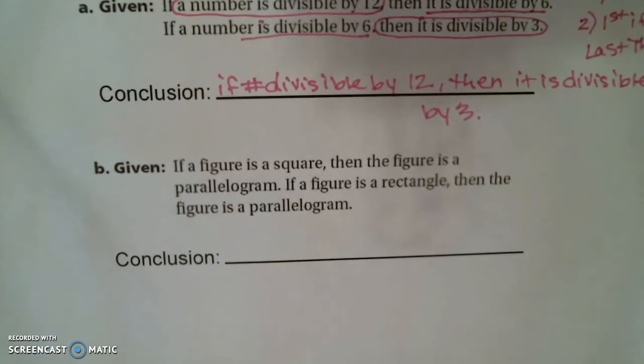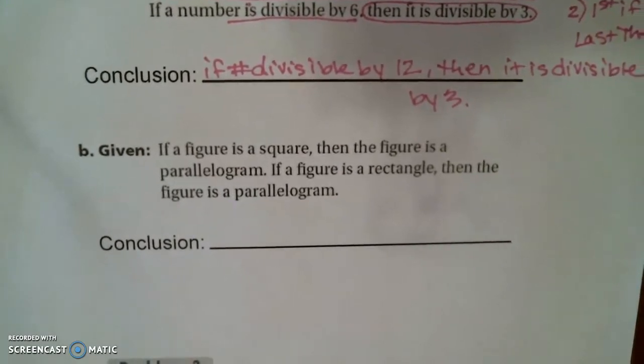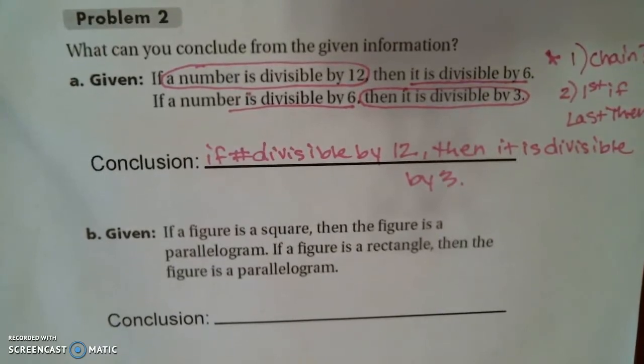So if a figure is a square, then the figure is a parallelogram. If a figure is a rectangle, then the figure is a parallelogram. The question is asking us, what can we conclude from the given information?